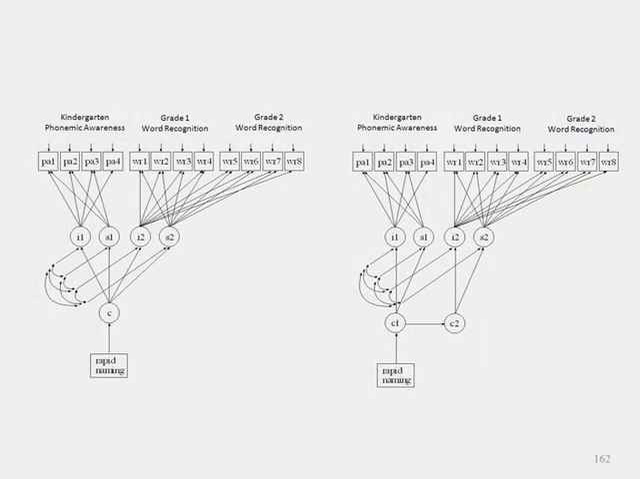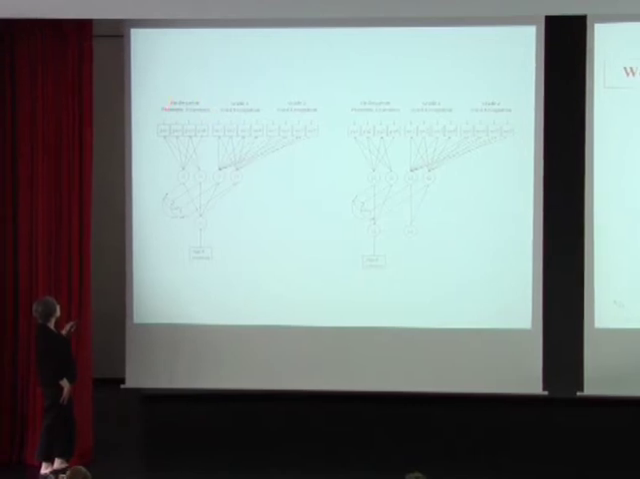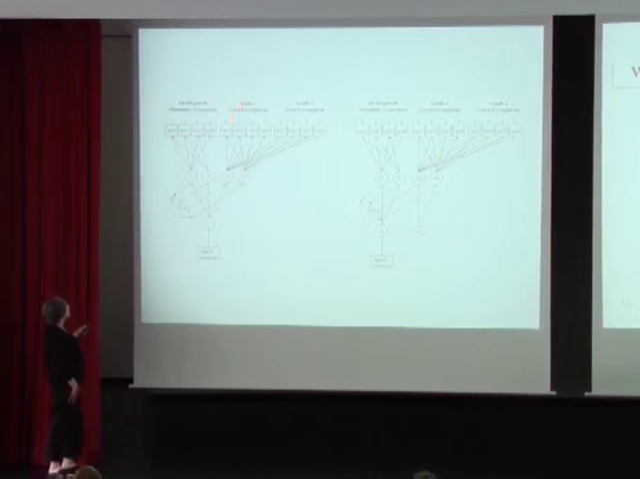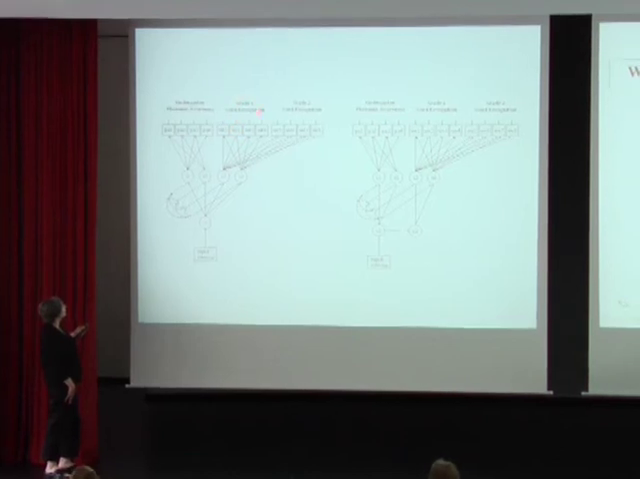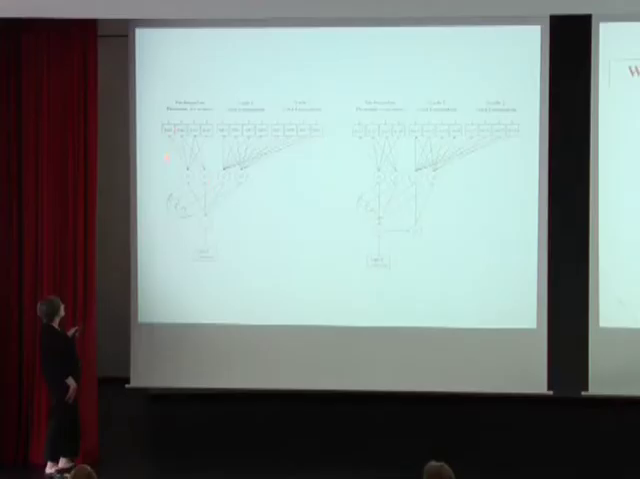So on the left screen is the model, or 2 models, and we'll talk about both of them, but it's the model on the left that was used. So the first 4 variables here are phonemic awareness in kindergarten. The second 4 variables are grade 1 word recognition, and the last 4 are grade 2 word recognition. And you'll note in the path diagram that we have 2 growth models. We have one growth model for kindergarten, and we have another growth model for grades 1 and 2.